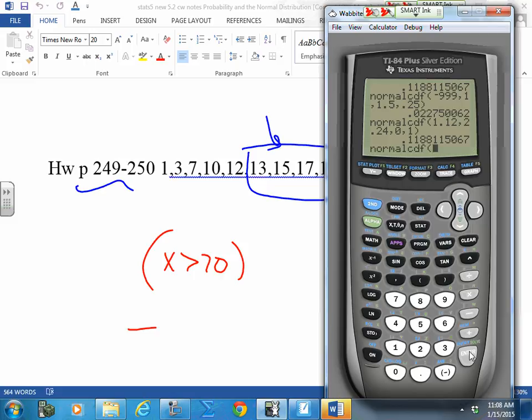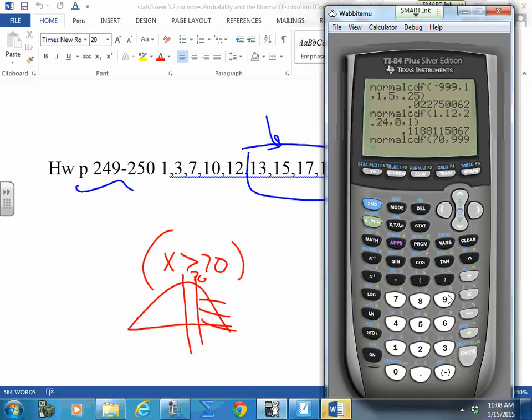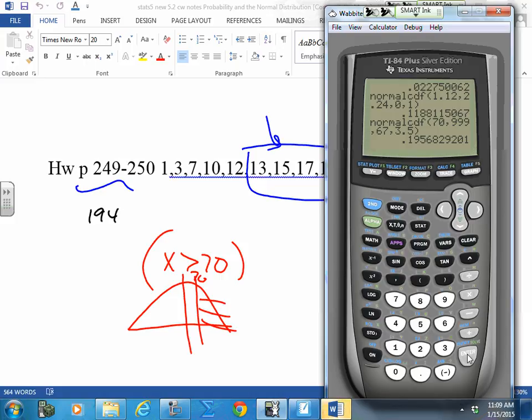Well, here's my graph. Here's my 70. I want 70 and above. So my lower limit is 70. My upper limit, 999. Now, my mean is 67. My standard deviation is 3.5. There's my area under the curve, 0.1957. It's slightly different than the 1949 that you found. The only difference is in your rounding.